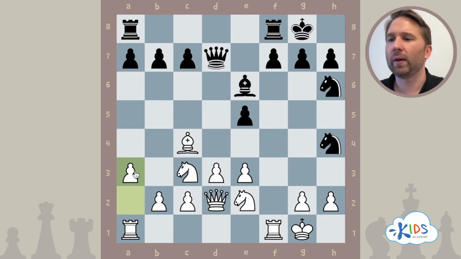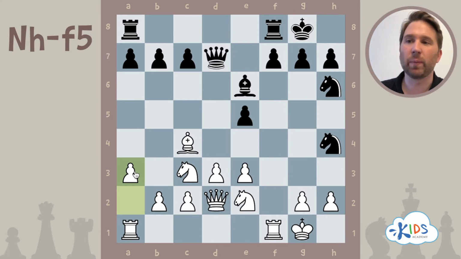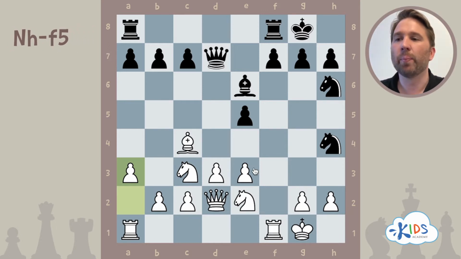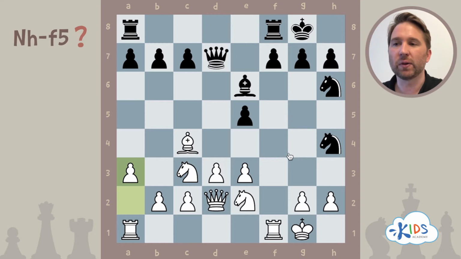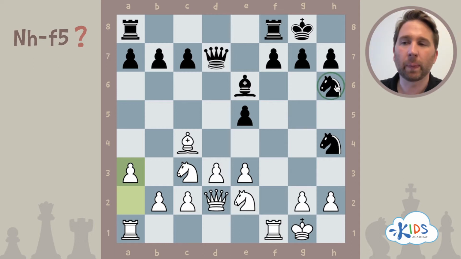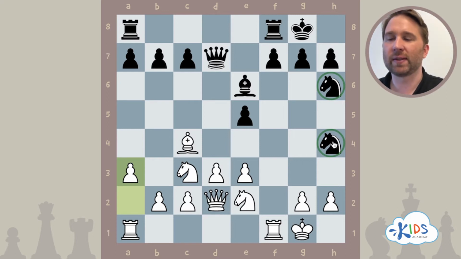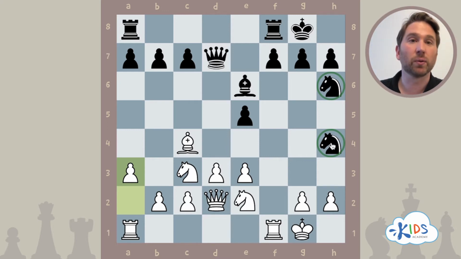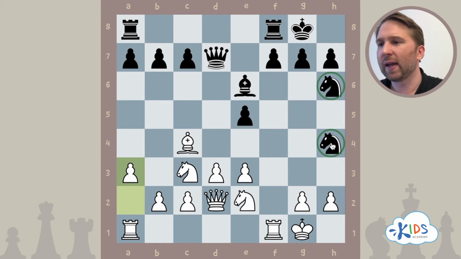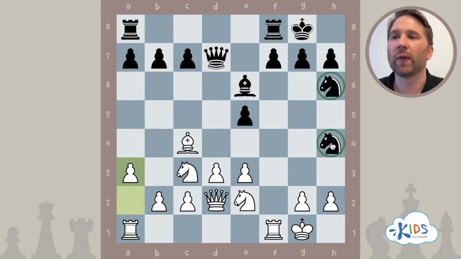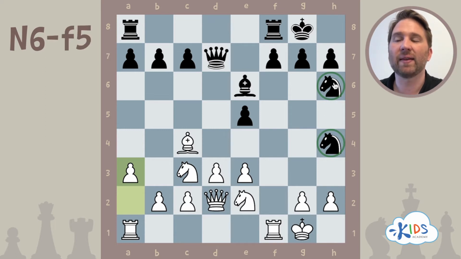Now, if we wrote Nhf5, that still wouldn't be very helpful, because in this instance, both knights are on the h file. So Nhf5 would not actually tell us which knight is moving. If both pieces are on the same file, then we can use the rank. So here, if this knight were to move to f5, we could write this as N for knight, 6f5, and that tells us the knight on the 6th rank is moving to f5.